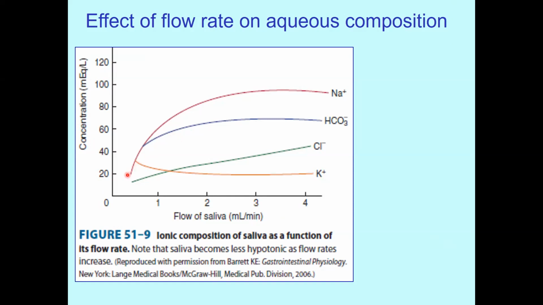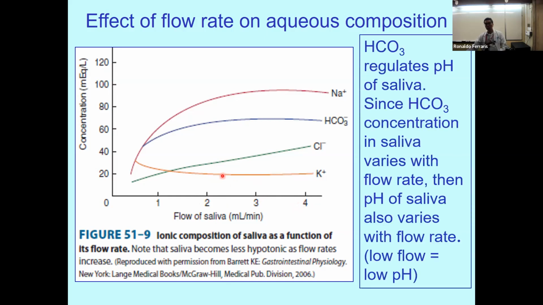So you can see here that from low flow to high flow, sodium concentrations increase, bicarbonate concentrations increase with flow of saliva, chloride concentrations increase, and there is a decrease in potassium concentrations when the flow is low, and then it becomes stable. Potassium concentration reaches steady state in the mid to high flow rates.